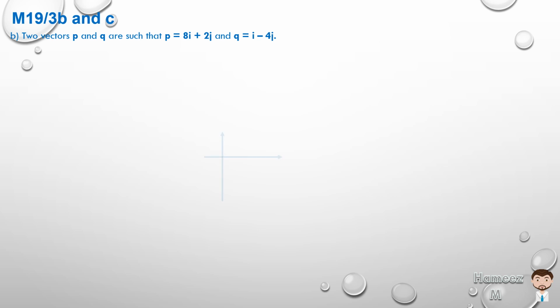May 2019, number 3b. Two vectors p and q are such that p is equal to 8i plus 2j. So let's bring that up in a sketch. And q is equal to i minus 4j, which fits into the fourth quadrant of the sketch. So these sketches are recommended to give students a better grasp of what's happening in the question.